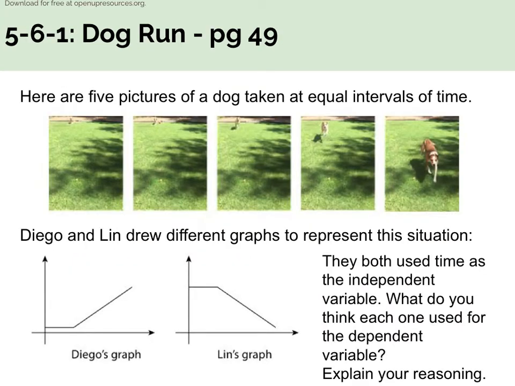So let's go ahead and turn to page 49. Here we have 5 pictures of a dog taken at equal intervals of time. Diego and Lynn drew different graphs that represent the situation. They both used time as the independent variable. What do you think each one used as the dependent variable? Then go ahead and explain that. So pause, answer that, and then come back to me.